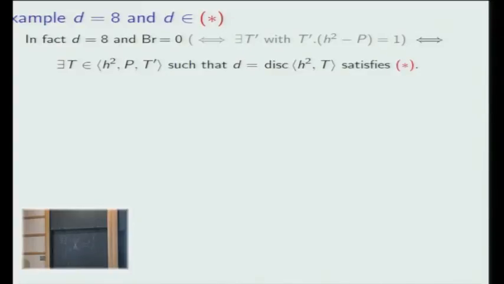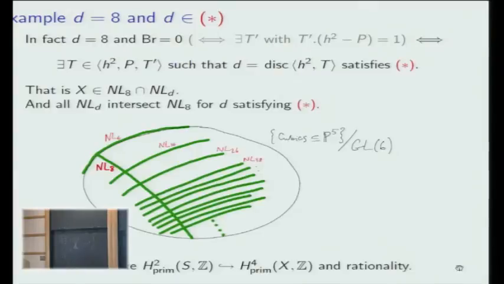That's equivalent to the existence of this other class, and it's this other class which has discriminant D satisfying, which is on that list. 8 is not on the list, so the discriminant of P is not on the list, but this T prime might be. Okay, so when X is in the intersection of two Noether-Lefschetz loci, the degree discriminant 8, because it contains a plane, and discriminant D because of this extra class T prime, then that's when you can be rational and you can have a K3 surface associated.